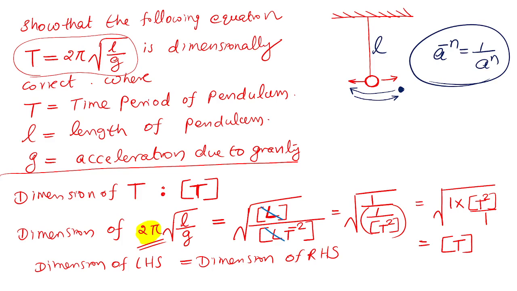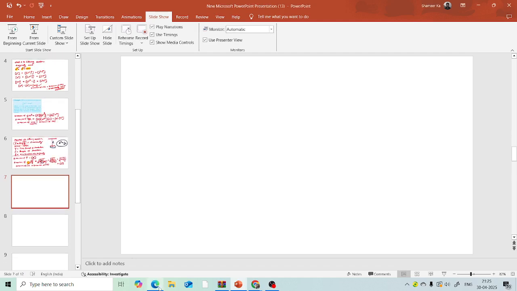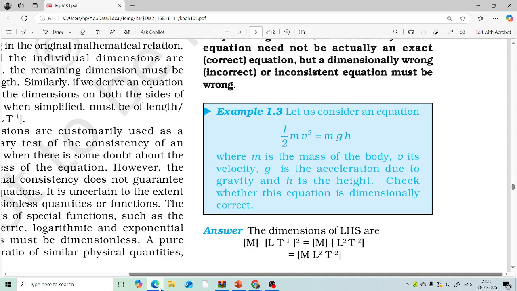So the dimension analysis is over. So no need of any theory. Let me discuss this. The conversion of units. How will you convert 1 kilogram meter square per second square into gram centimeter square s raised to minus 2?